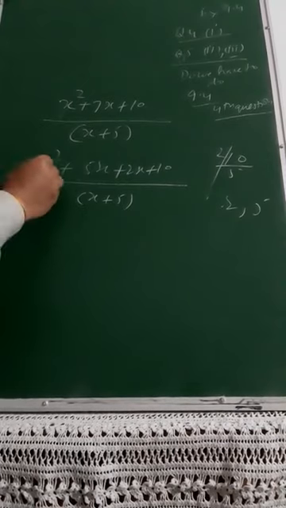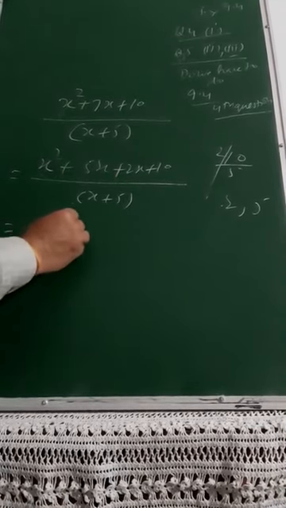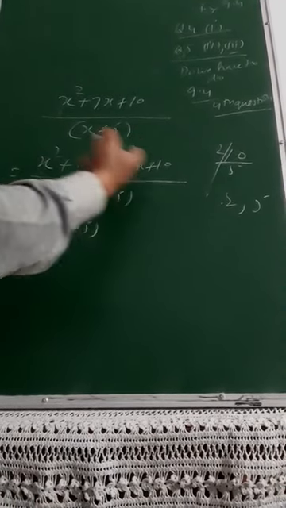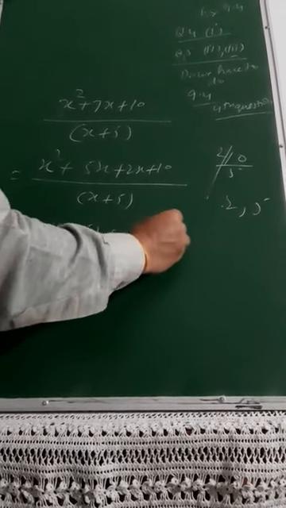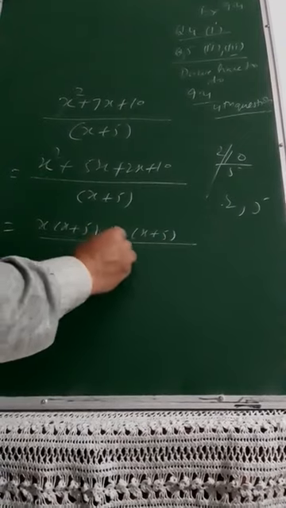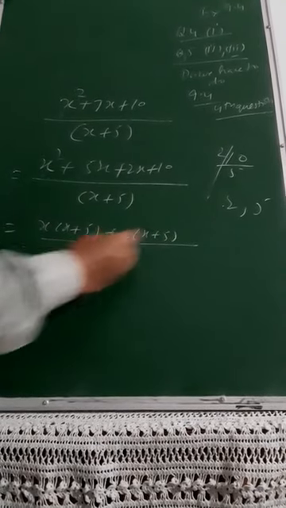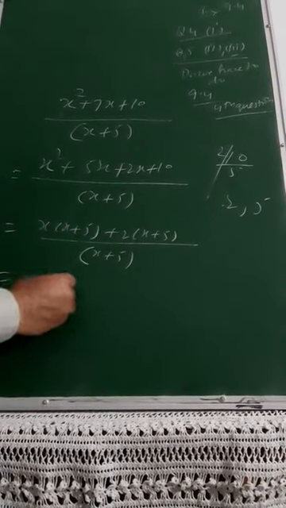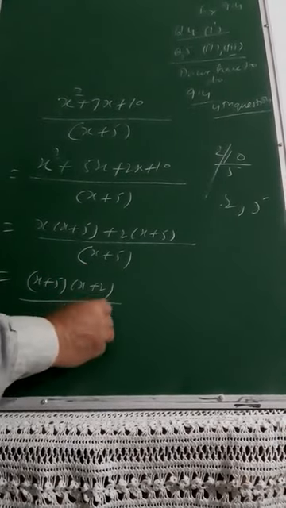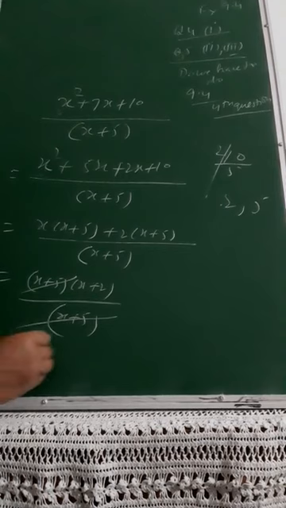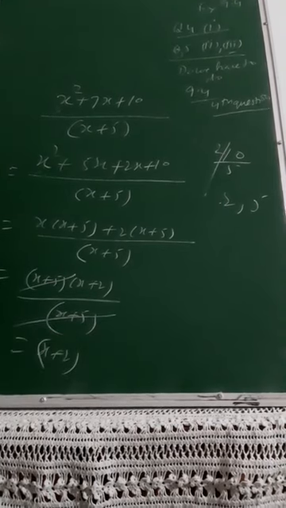So in the first two I am getting x common, that is x plus 5. All the way I have to focus my attention upon middle term splitting. Then it is 2, again it is x plus 5, whole upon x plus 5. Finally you are getting x plus 5 common, then it is x plus 2, and upon x plus 5 you can do this cancellation and your answer will be x plus 2.